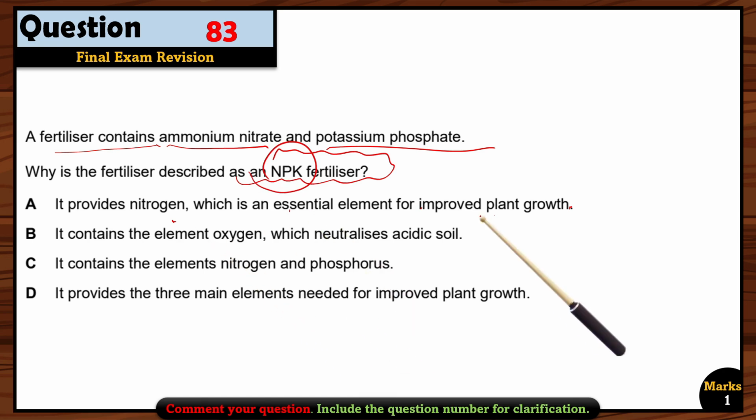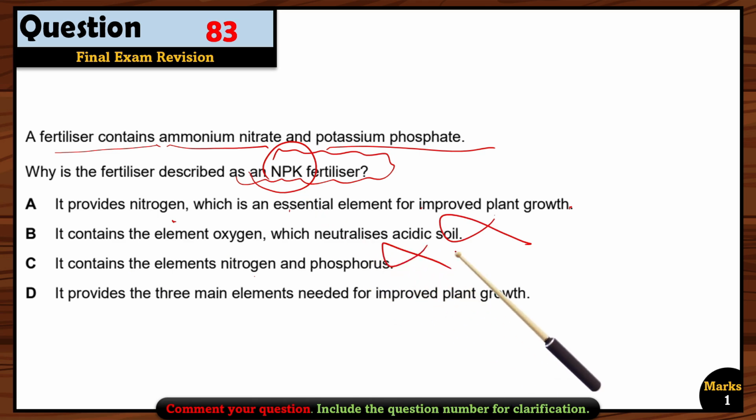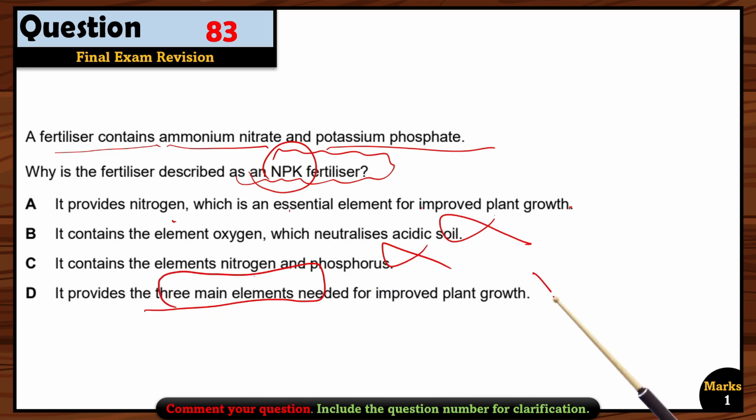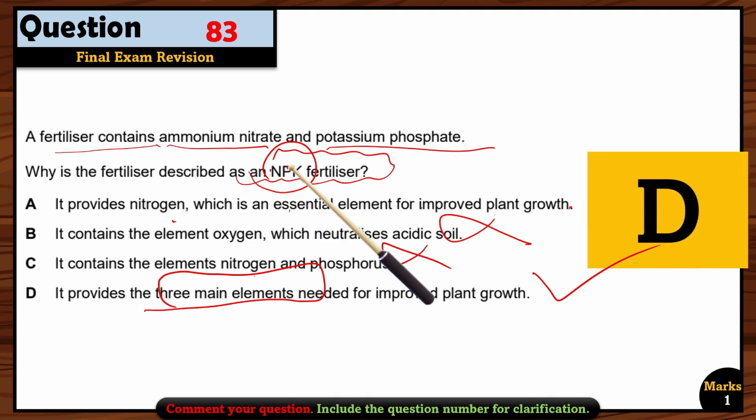It contains the element oxygen. It contains the elements nitrogen and phosphorus. But where is potassium? Not there. It provides the three main elements needed for improved plant growth. That's why we call them NPK fertilizer, because it has three elements: N, P and K. So option D is the only right option for this question.